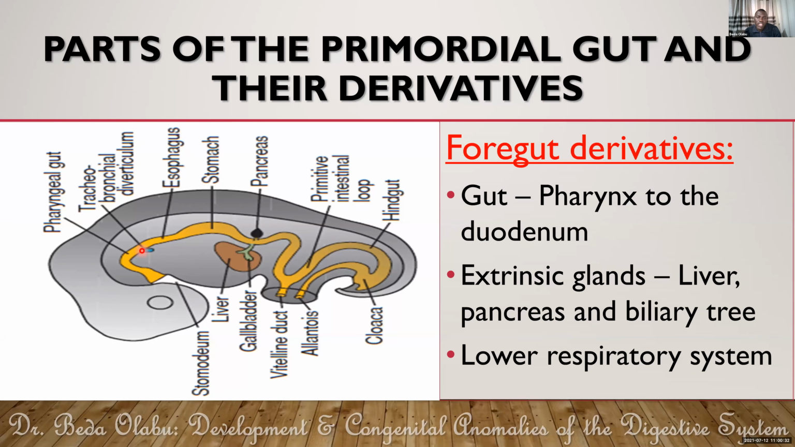Those are the foregut derivatives. I want you to remember that because when you're going to talk about malformations of the esophagus, then some of those malformations will be based on the fact that foregut does not just give you the digestive system, it also gives you the respiratory system.